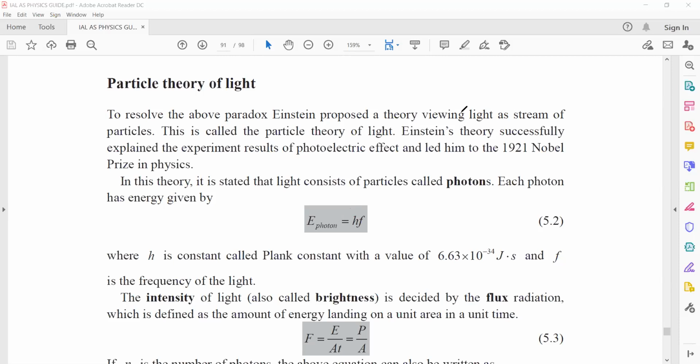Einstein proposed a theory of light as a stream of particles. This is called the particle theory of light. You don't have to learn his theory. On this theory, he explained the photoelectric effect. According to him, light travels from one place to another. Light consists of particles which are called photons. And the energy of each photon is given by E equals hf, or hc over lambda, where h is Planck's constant, which is 6.63 times 10 to the power minus 34, and f is the frequency of the light.